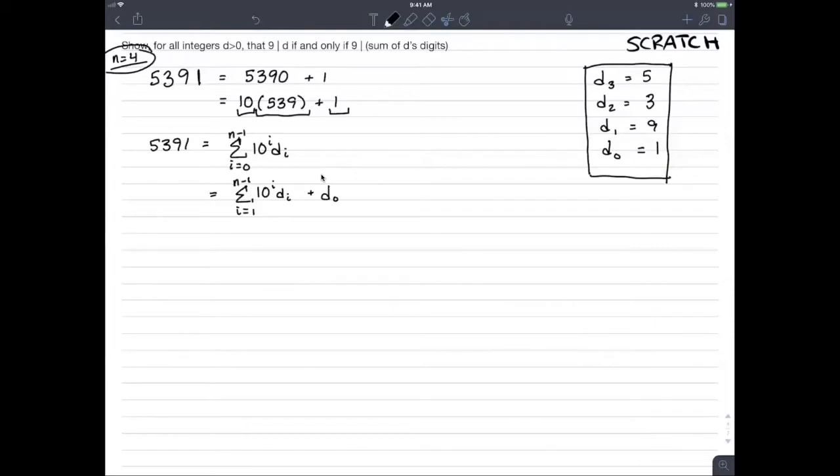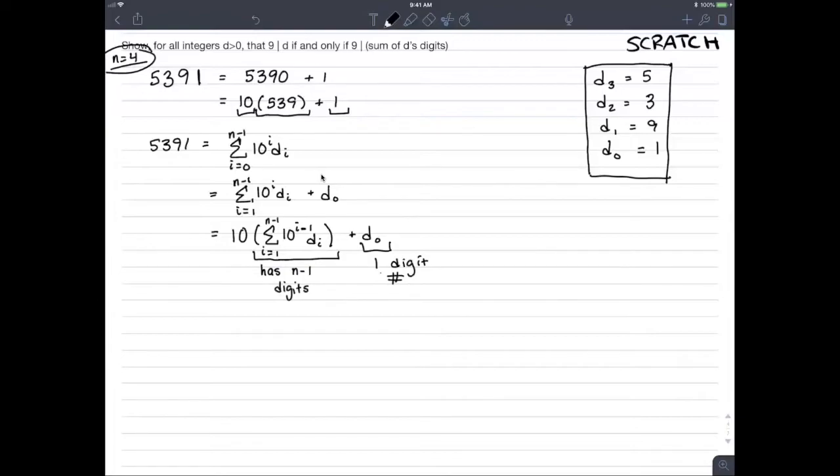And from here now, remember we said that the last term is always going to end with this 10, right? So we can factor out a 10. So now we can write this as 10 times the summation from i equals 1 to n minus 1 of 10 to the i minus 1 d_i, plus digit 0. So now what we're saying is we have 10 times a number plus 1. So this is a number with n minus 1 digits, and this is a 1-digit number. And from there, we can start applying induction.